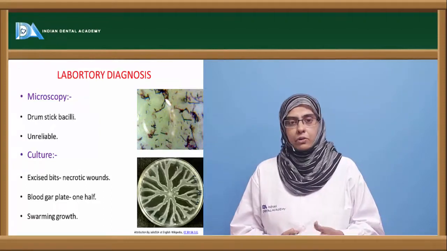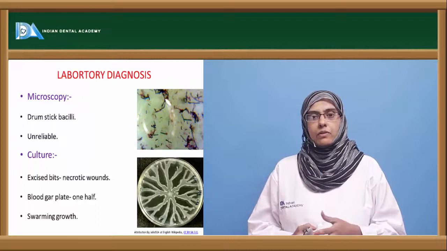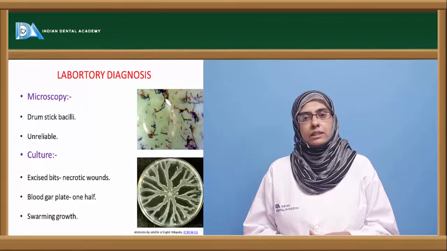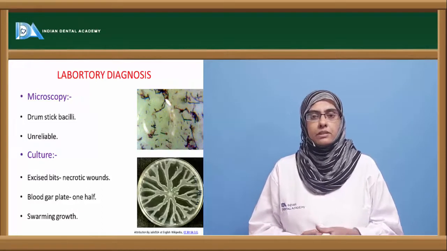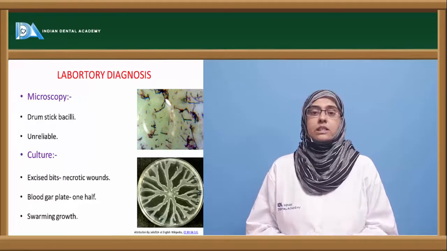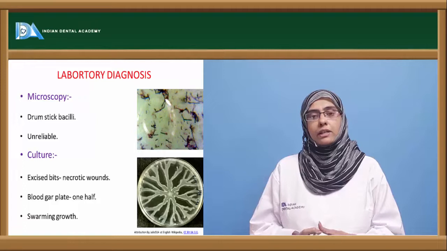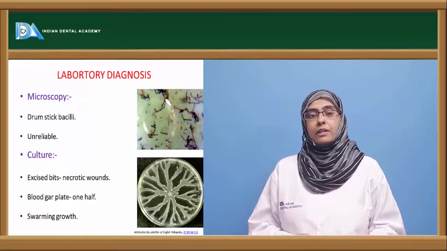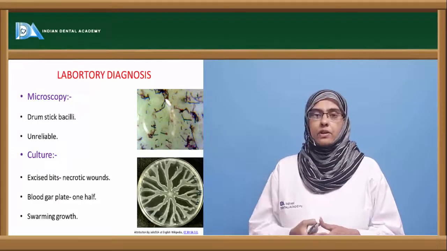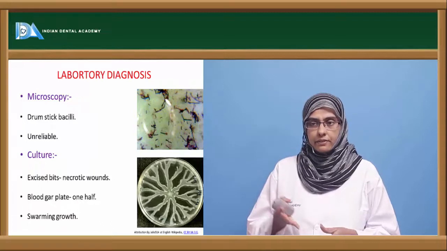Coming to the microscopic technique, we directly go for gram staining of the samples, and we know the morphology of this organism: it appears with a drumstick-like appearance. But identifying the organism this way is not a confirmatory test in lab diagnosis because, as already discussed, it can be a harmless contaminant on wounds, so we cannot give a confirmatory report after identification in the microscopic technique. Further confirmatory tests are usually done with culture.